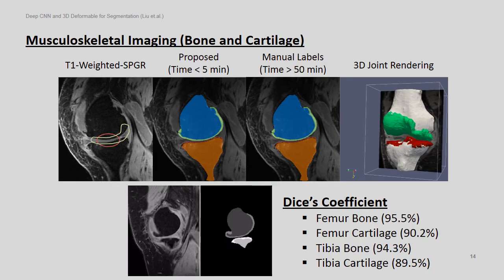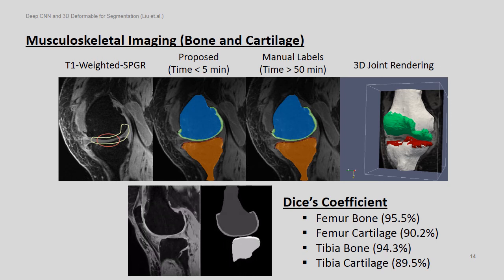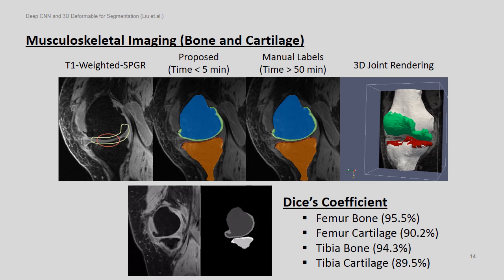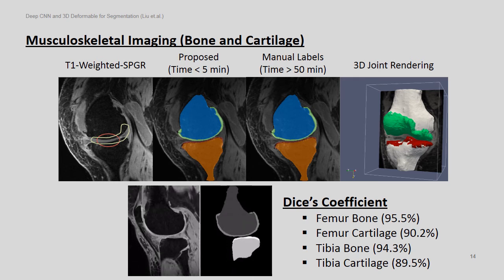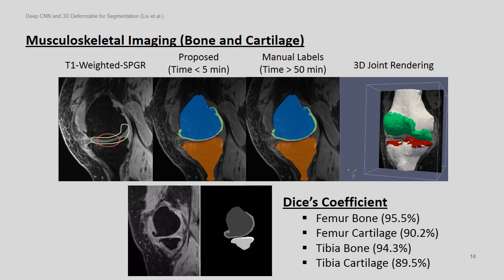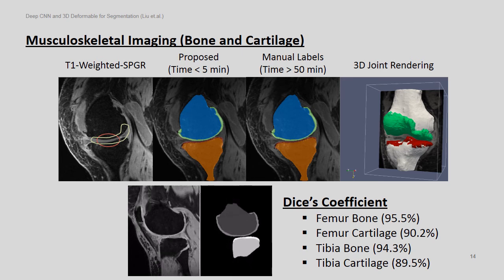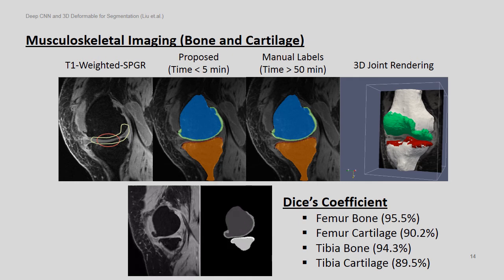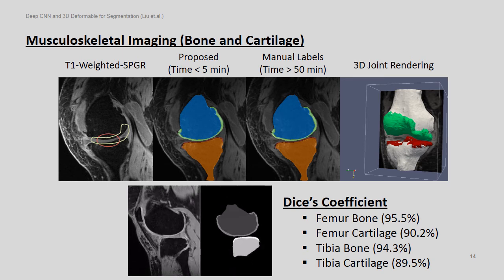Here, we compare the segmentation result from our methods and the ground truth from manual segmentation in a T1-weighted fat-suppressed knee image. The image was acquired for a subject with severe knee osteoarthritis and thin cartilage, posing challenges for automatic segmentation methods. Our method achieves high segmentation accuracy with a high dice coefficient for segmenting femur, tibia, femoral cartilage, and tibial cartilage. In contrast to manual labeling, which takes hours, our method only requires 3 minutes of segmentation time per knee joint.